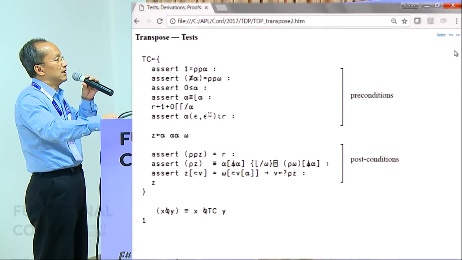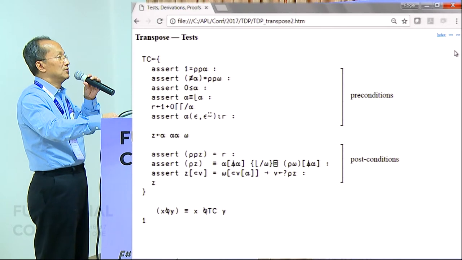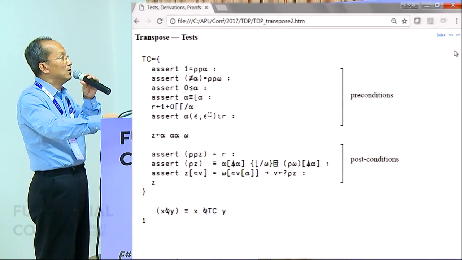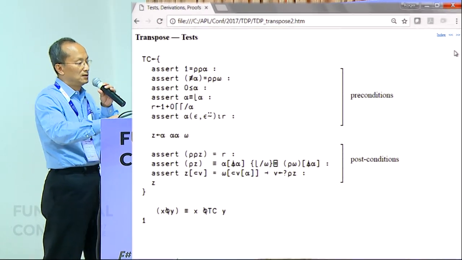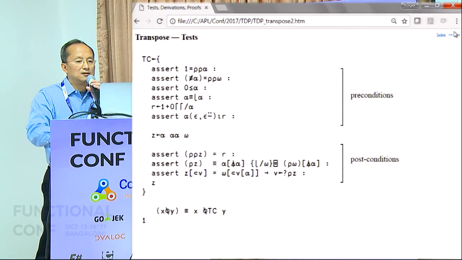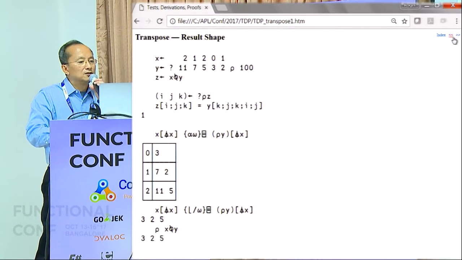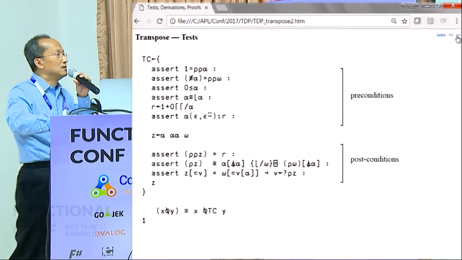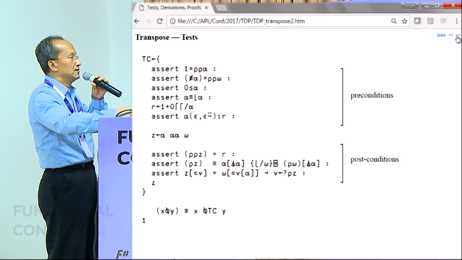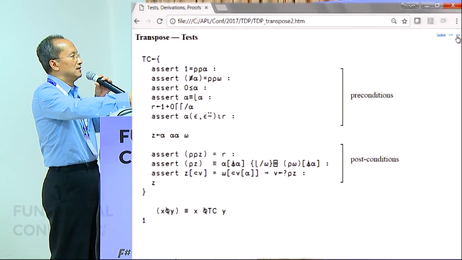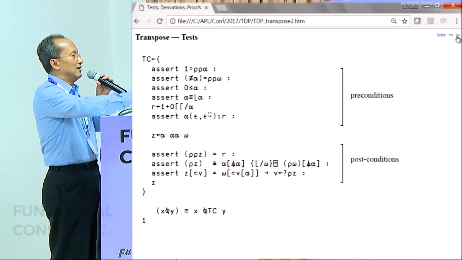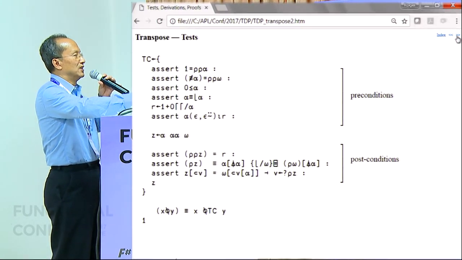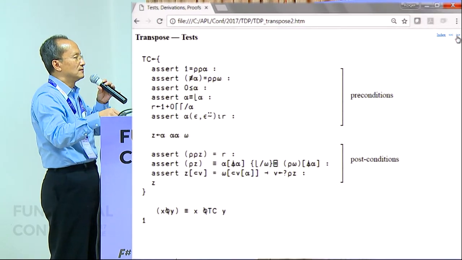So for our example, r is 3, so iota r is 0, 1, 2. And alpha, in our example, was 2, 1, 2. What was it? 2, 1, 2, 0, 1. So they should be mutually inclusive, like alpha epsilon iota r, and vice versa.